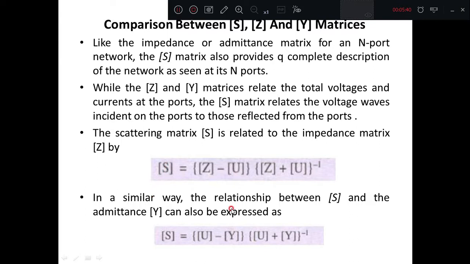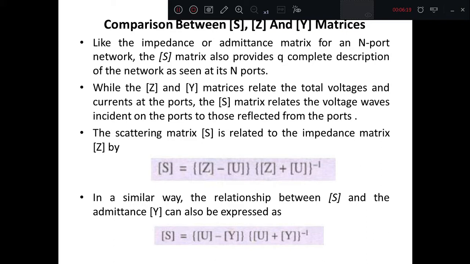Similarly, the relationship between S and the admittance Y matrix is expressed a little differently. First you have to subtract the admittance matrix from the unitary matrix, then you add the unitary matrix and the admittance matrix, take the inverse of the second matrix, and that inverse matrix is multiplied with U minus Y. You will get a 2 cross 2 S matrix, depending upon how many ports you consider. If it is a 2 port, then you will get the 2 cross 2 matrix for S parameters.